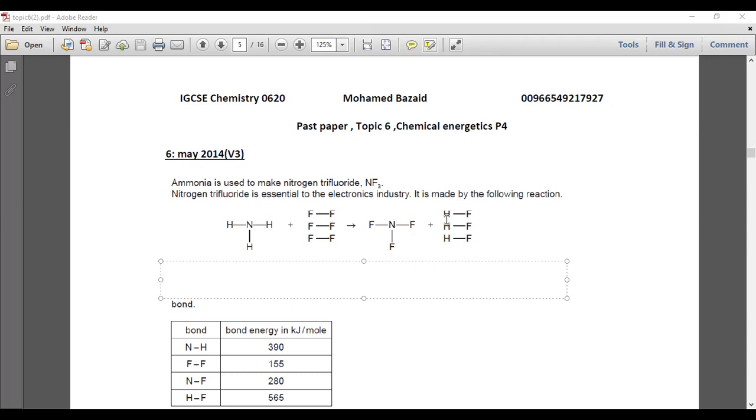3 multiply 155, that's okay. Then you add them together. Energy out, 3 multiply N bond F. So 3 multiply 280, okay. That's okay. Then you subtract. Okay, Kausar, your steps are correct, but I need to check the calculations.